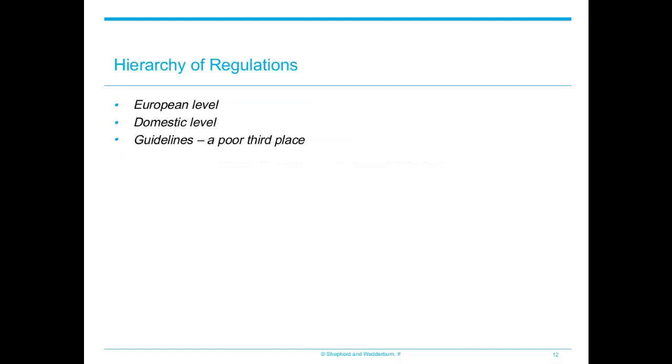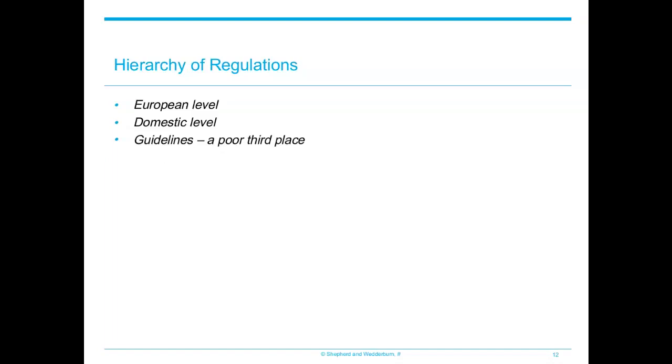I've set out what I consider to be a hierarchy of regulations when considering agricultural subsidy appeals. First place to start are the regulations at European level. The second place to look are the domestic regulations which implement the European regulations. Guidelines, of course, are not regulations at all and come a poor third place in that hierarchy.